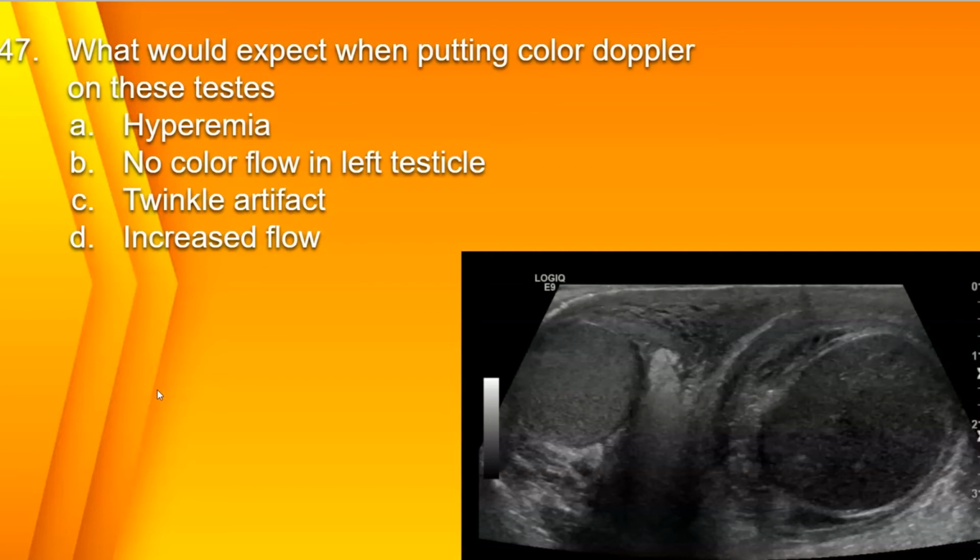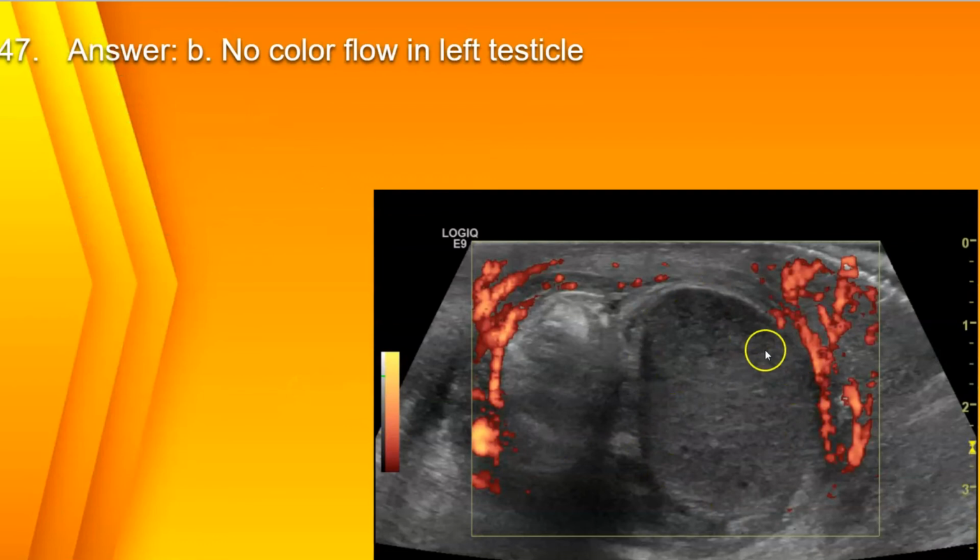Number 47. What would you expect when putting color Doppler on these testes? A, hyperemia, B, no color flow in the left testicle, C, twinkle artifact, or D, increased flow? So here's a transverse view of the scrotum. You got the right testicle, left testicle. Left testicle looks more enlarged, hypoechoic. There's a lot of inflammatory changes, scrotal edema, some fluid. This is most likely a testicular torsion. If you put color Doppler on there, you'll see no flow within the left testicle. So the answer is B, no color flow in left testicle.